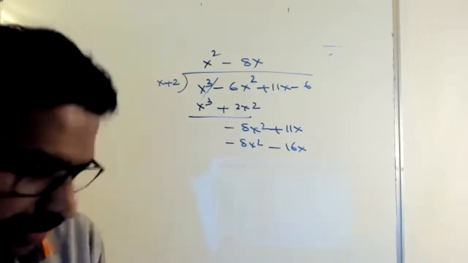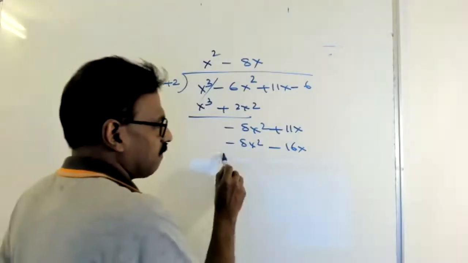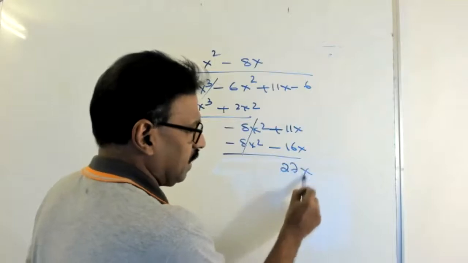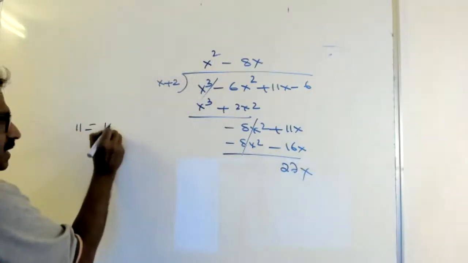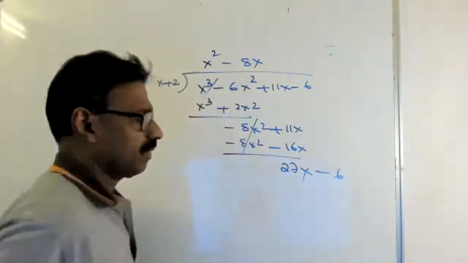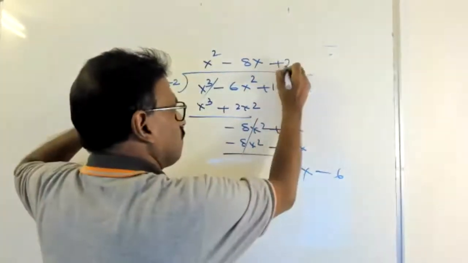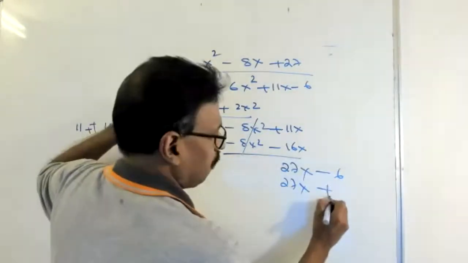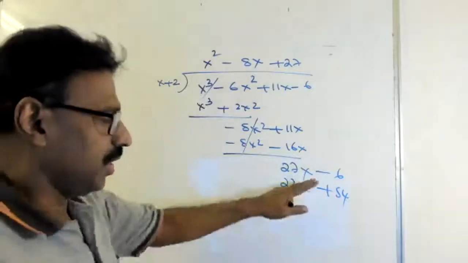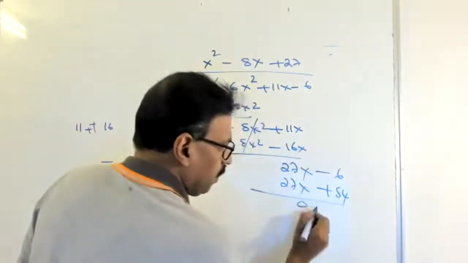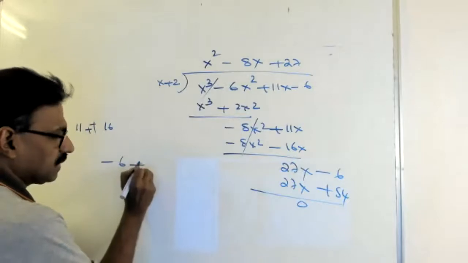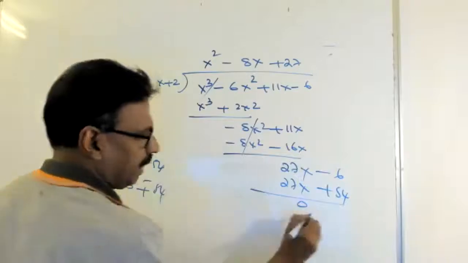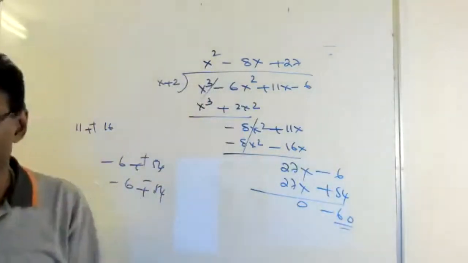Okay, this is gone. Here it becomes plus, that means 27x. Look, 11 minus minus 16 becomes plus 27x, minus 6. 27x divided by x is plus 27. 27x plus 54. Mandar, be careful with all this. Now minus, this is gone, zero. Minus 6 plus 54. So minus 6 plus minus 54, that is minus 16. Clear or not?